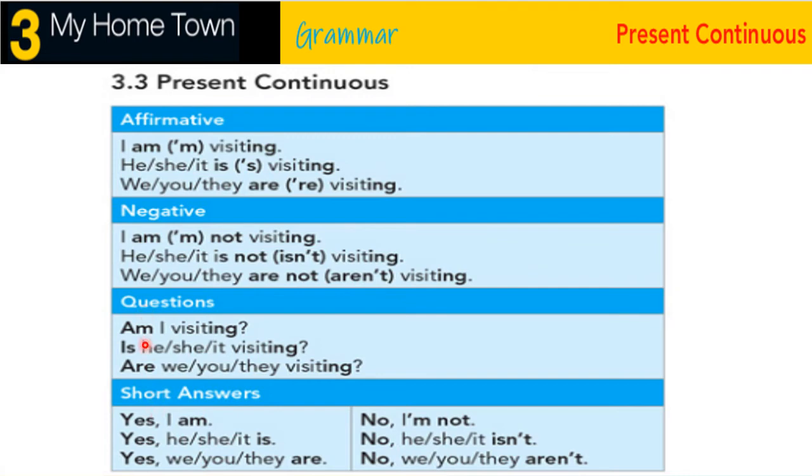So how do we answer yes or no questions? If I told you, are you visiting your aunt now? Yes, I am, or no, I'm not. Is she visiting her uncle? Yes, she is, or no, she isn't. Are they having a party? Yes, they are, or no, they aren't. Okay?